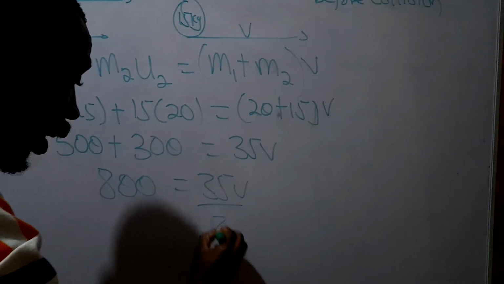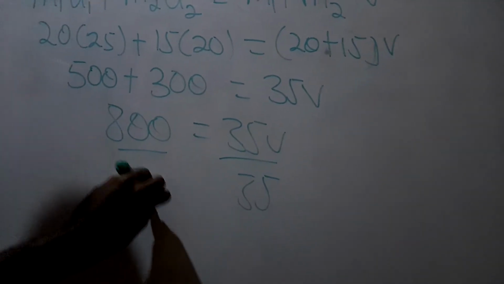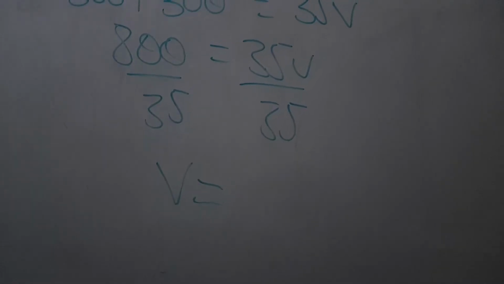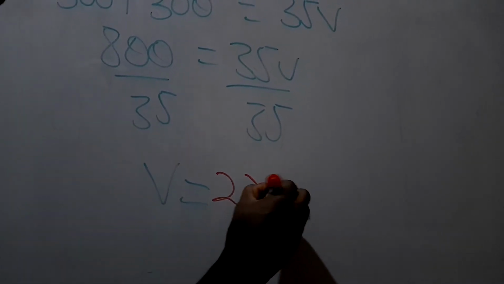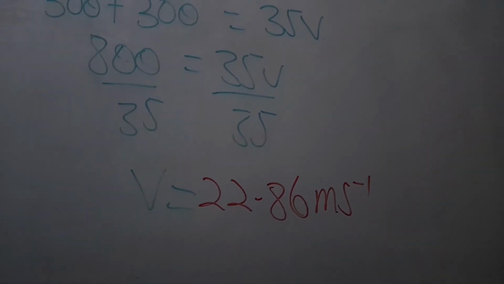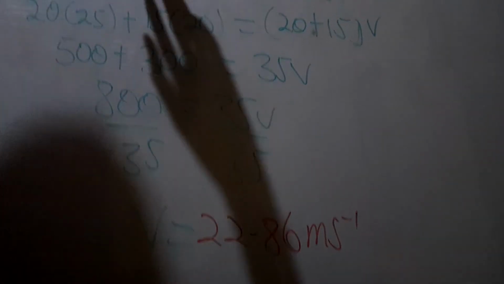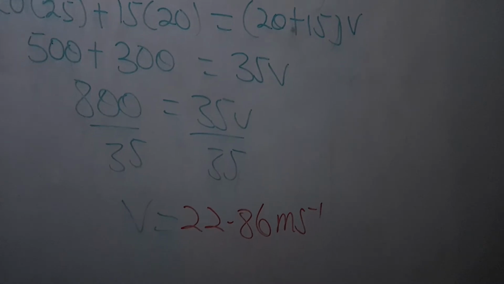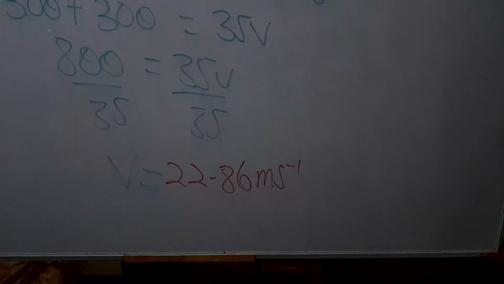Now divide both sides by 35. Our v will be 22.86 meters per second. So their common velocity, if they were moving in the same direction, that's the A aspect, will be 22.86 meters per second, correct to 2 decimal places.